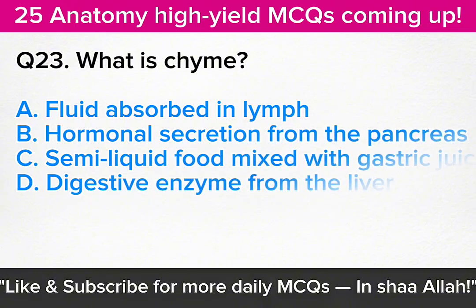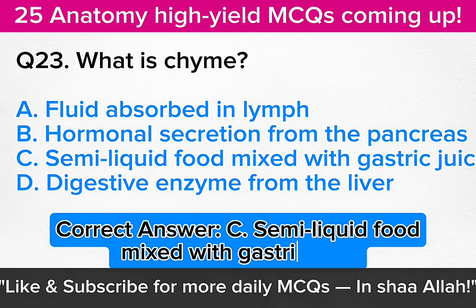Q23. What is chyme? A. A fluid absorbed in lymph. B. Hormonal secretion from the pancreas. C. Semi-liquid food mixed with gastric juice. D. Digestive enzyme from the liver. Correct answer: C. Semi-liquid food mixed with gastric juice.